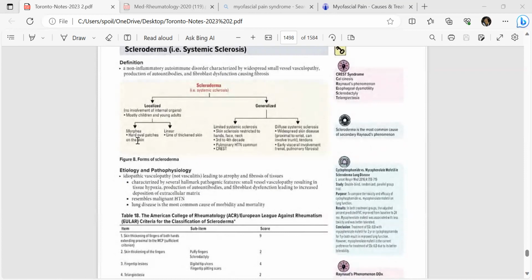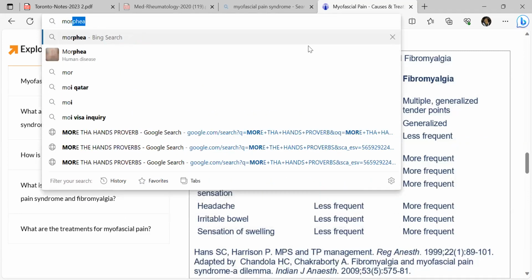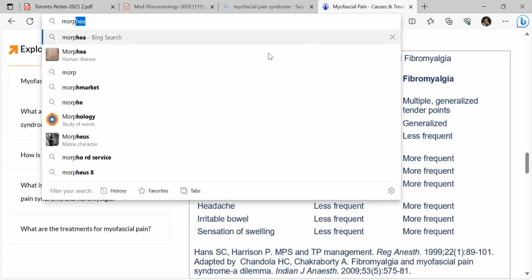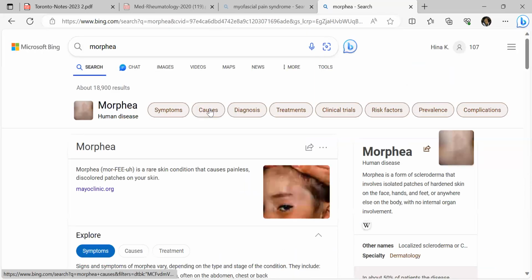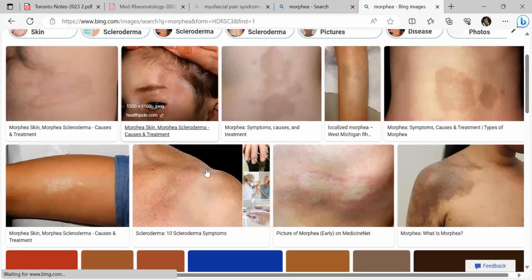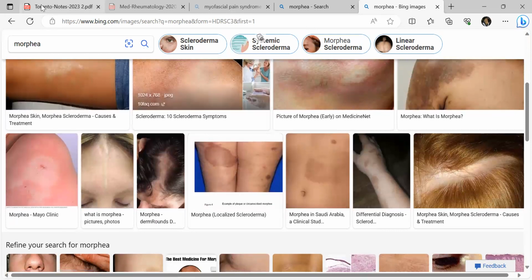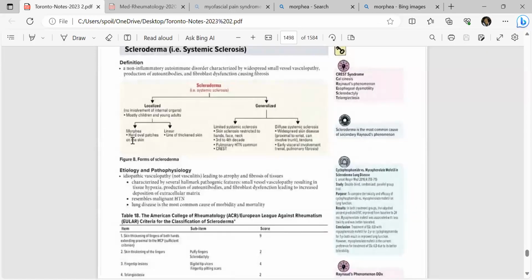Yes, we just saw that the other day. I will show it again. Morphea. These are the round patches, these are the patches of morphea. Morphea is hard oval patches on the skin, and a linear line of thickened skin.